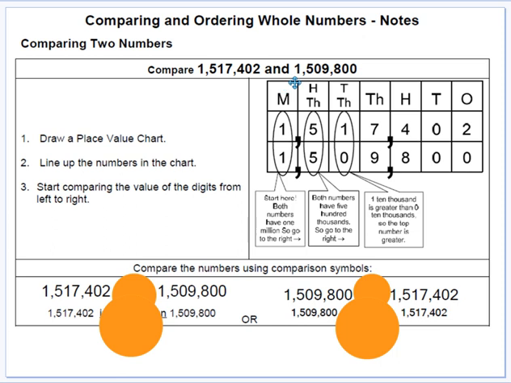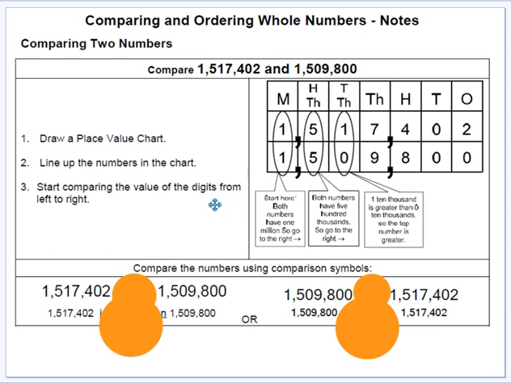1,517,402 and 1,509,800. So the first thing that we need to do, and it's laid out for us very nice and neat in these notes, is to draw our place value chart. Line up the numbers in the chart, so we need to make sure we have each digit in the right place so that we've got the right value.